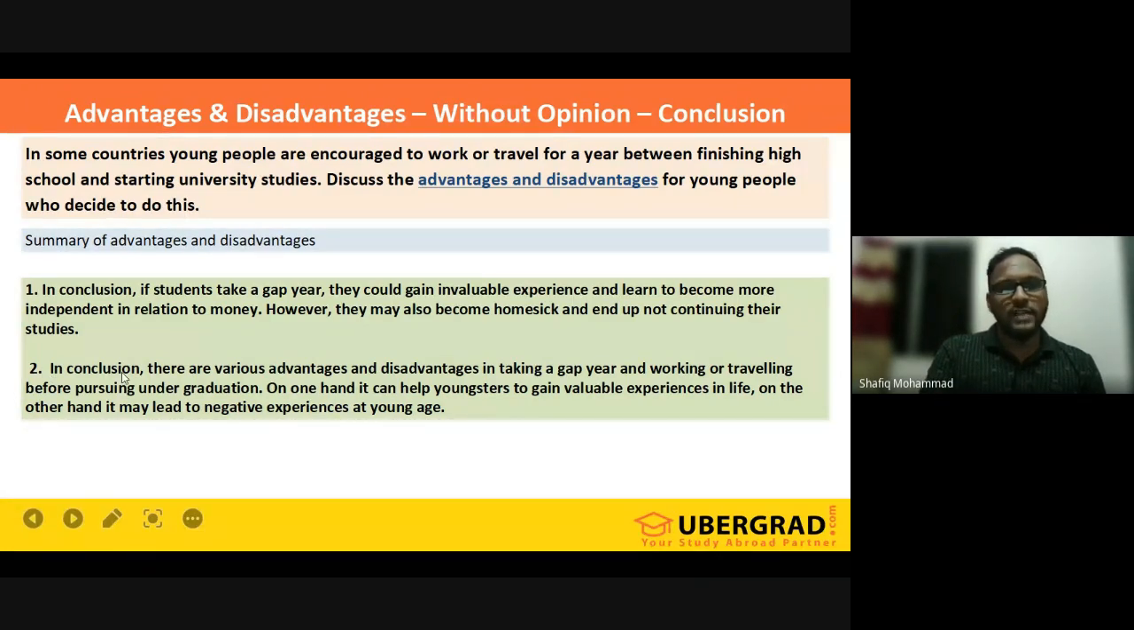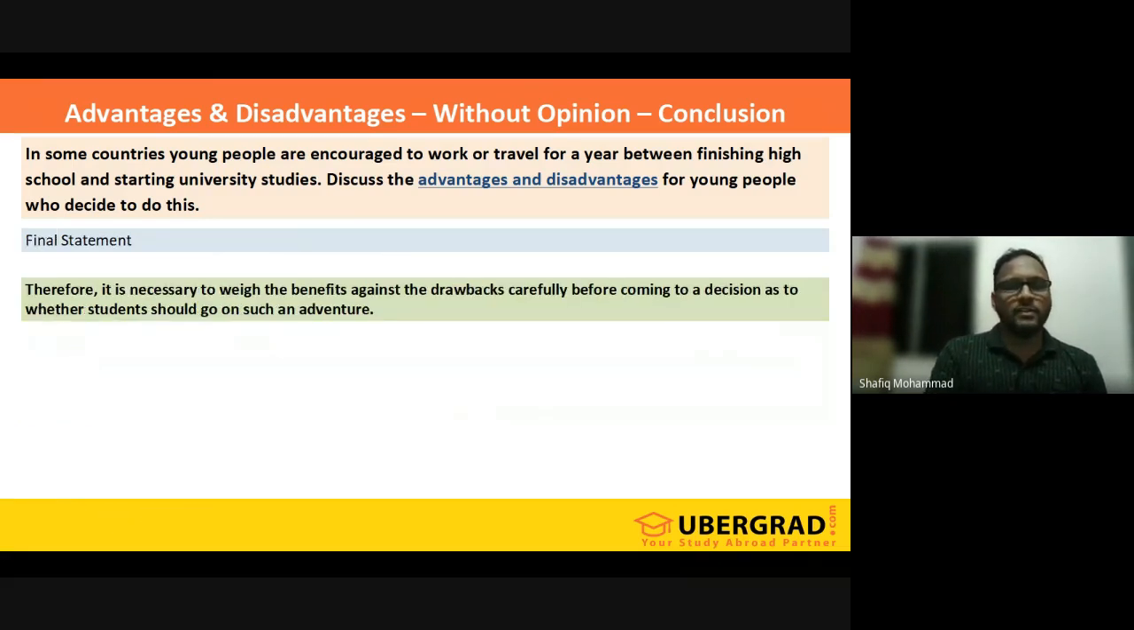The conclusion: In conclusion, there are various advantages and disadvantages of taking a gap year and working and traveling before pursuing undergraduation. On one hand, it can help youngsters to gain valuable experience in life. On the other hand, it may lead to negative experiences at a young age. Okay, same thing. These two are one and the same, but with different paraphrasing. So, the final statement in the conclusion.